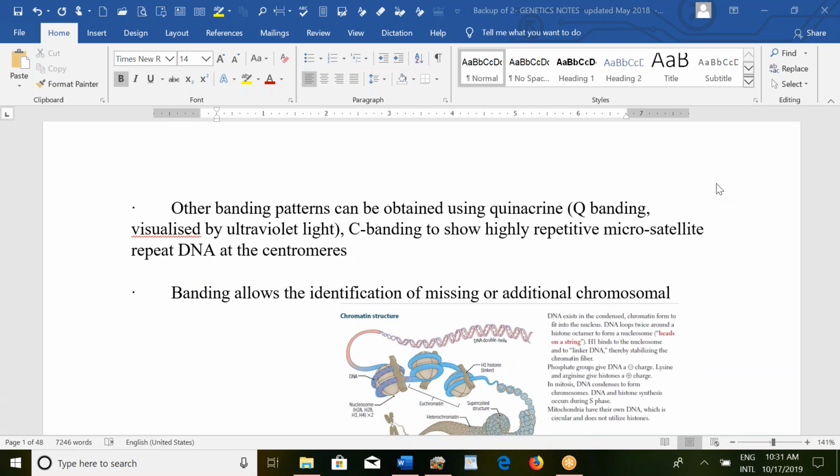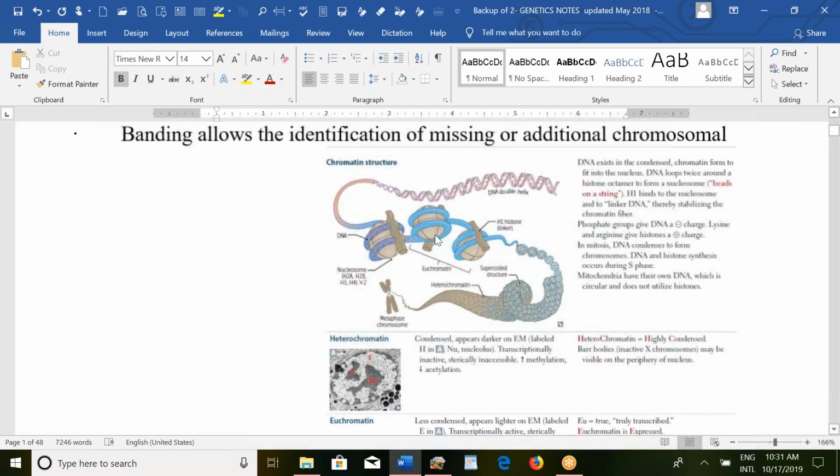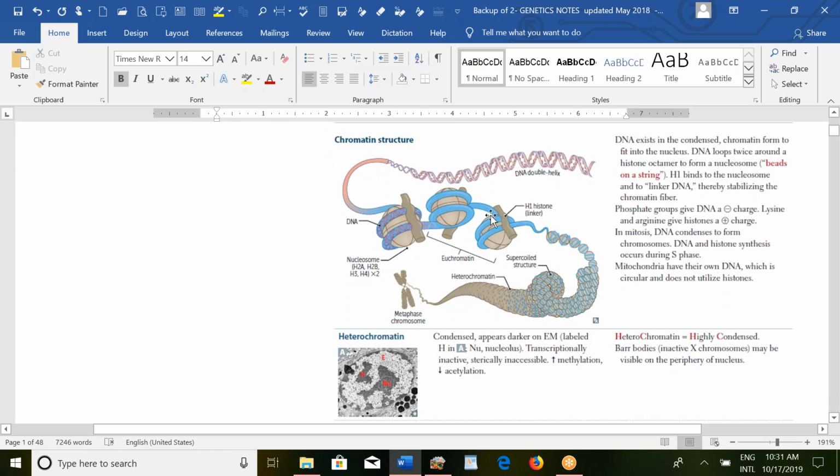So we will talk about detailed structure of DNA in a while. Just remember that banding allows the identification of missing or additional chromosomes, because then things will be highlighted, so you will be able to see them clearly. If we look at the structure of DNA, it contains chromatin. So DNA exists in the condensed chromatin form to fit into the nucleus. DNA loops twice around a histone octamer, which is a protein octamer, to form a nucleosome, and that's why it will have the appearance of beads on a string.